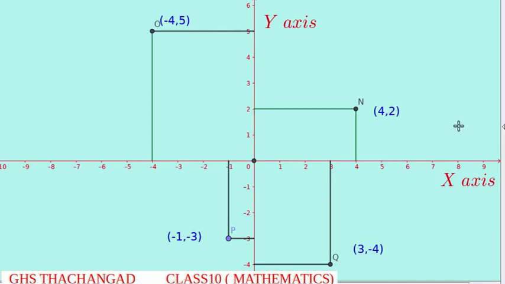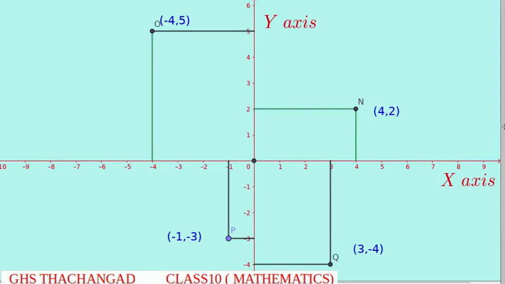For a point (4, 2), (4, 2) is the coordinates of the point. What is the meaning of (4, 2)? That point is situated from the origin 4 units right and 2 units upward. First you locate x along the x-axis, 4 units right, 2 units upward. Then (-4, 5): 4 units left and 5 units upward. (-1, -3): 1 unit left, 3 units downward. Then (3, -4): 3 units right, 4 units downward.